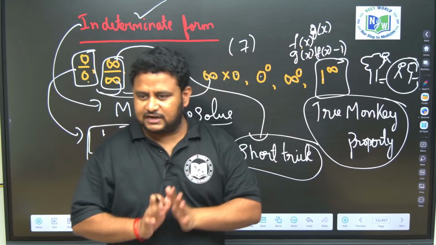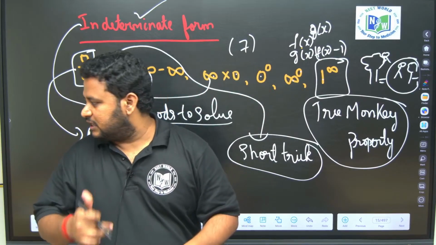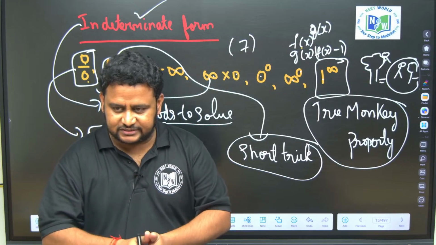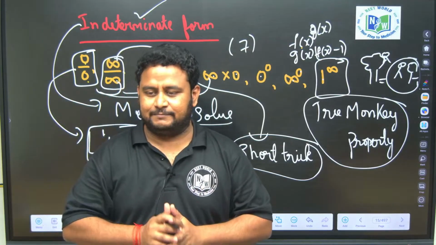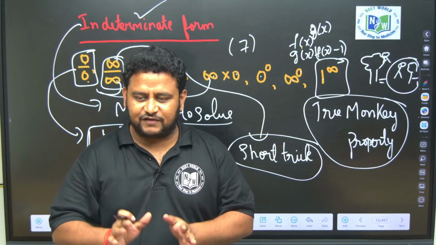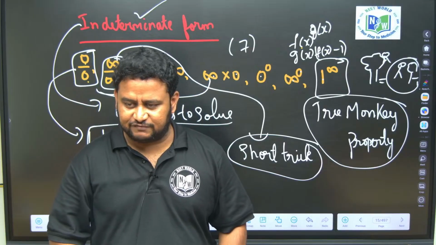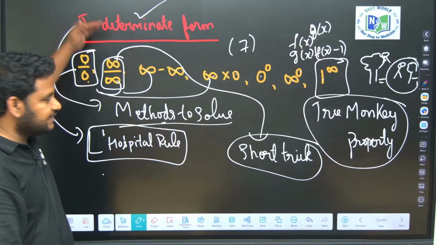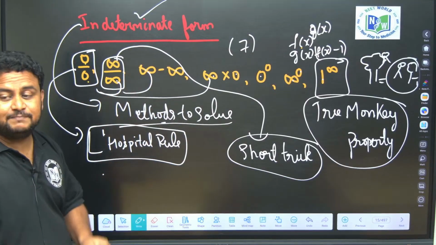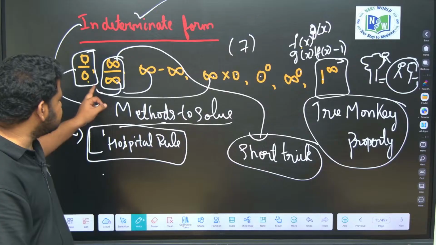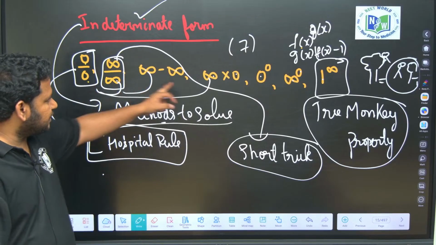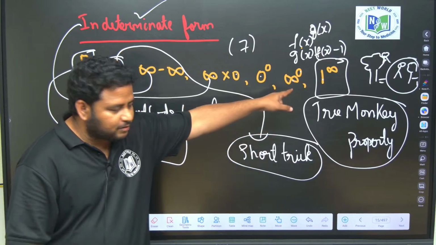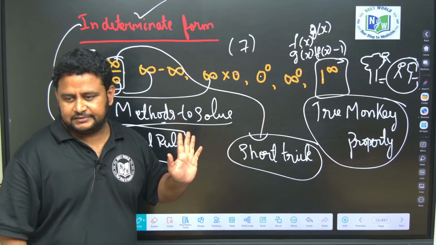So till now we learnt what the limit is, what LHL is, what RHL is. LHL and RHL should be equal for the limit to exist. Then for certain questions you can apply directly. If you get a finite value like 0, 1, 2, 3, 4, or even infinity, that is totally fine. But if after applying directly you get indeterminate forms, we have certain methods to solve the limit. For 0 by 0 form we have L'Hopital rule. For other forms you have to convert to 0 by 0 form. For infinity by infinity we have a short trick. For 1 to the power of infinity we have the tree monkey property. So this much we have learned.